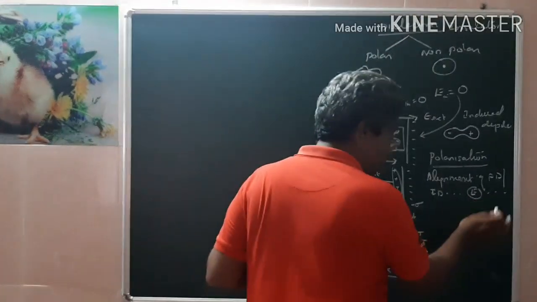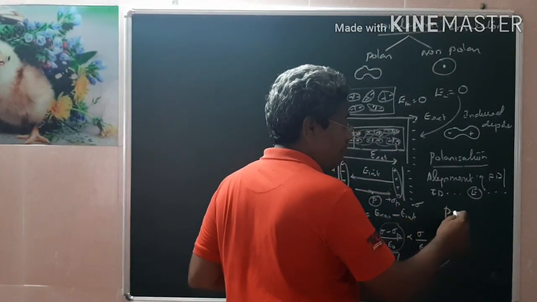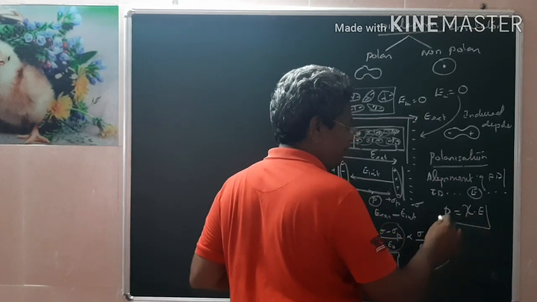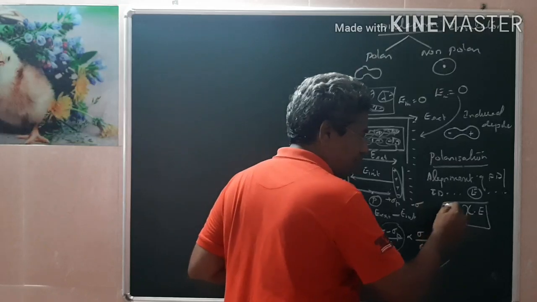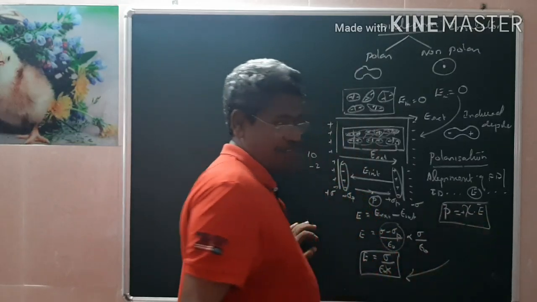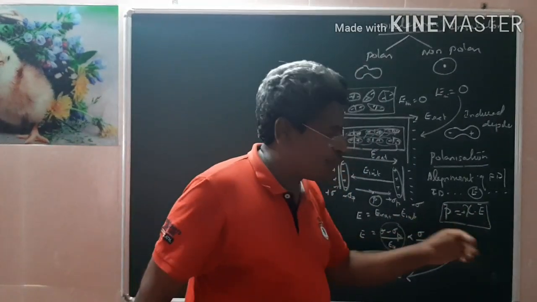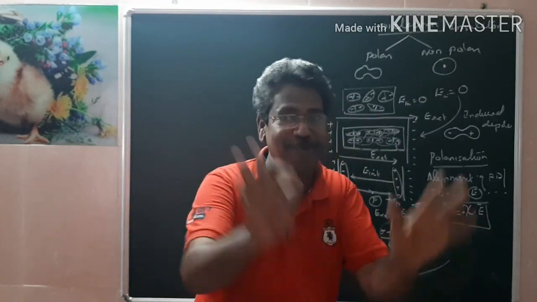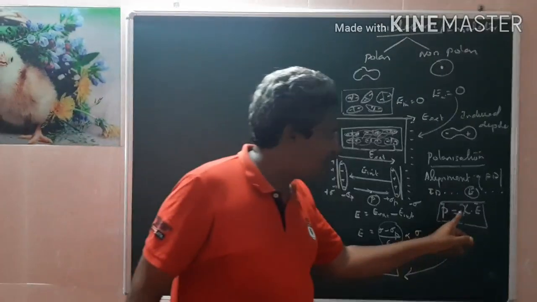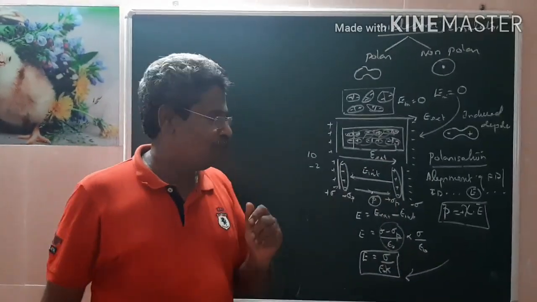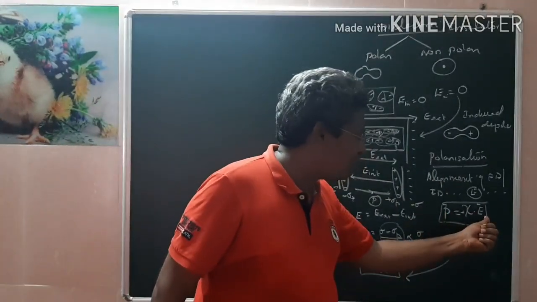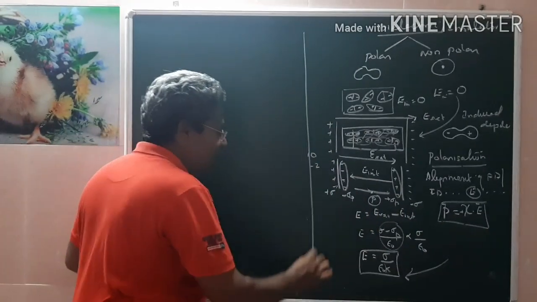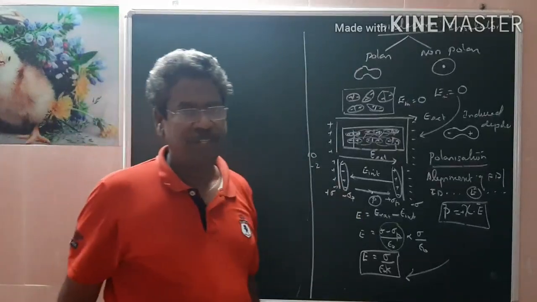Therefore, in this case, the polarization P will be equal to some constant, called susceptibility, times the electric field E. Remember, this is positive. When I say the polarization is positive, you should recall that this polarization P and the external electric field E act in the same direction. If it is not so, this will be negative. Therefore, polarization P and electric field E act in the same direction. This is a basic concept regarding the dielectric.